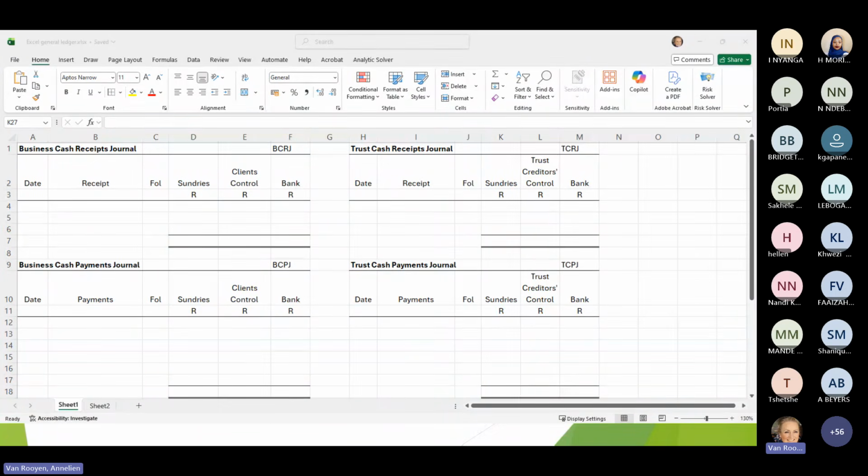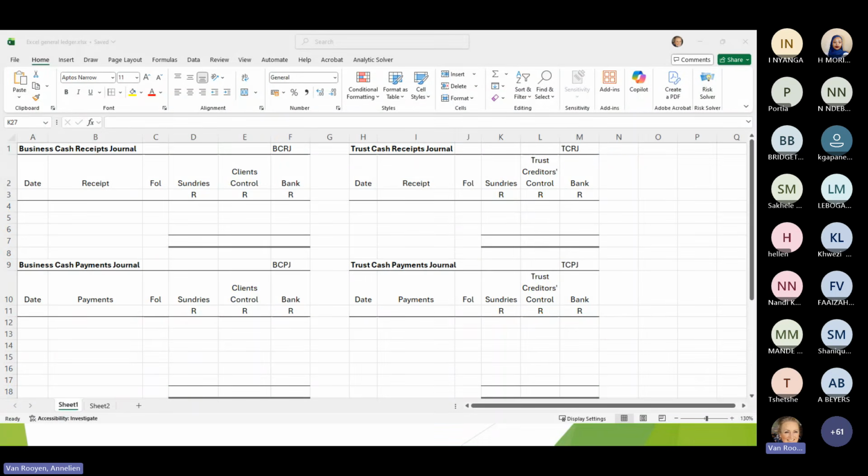Okay, so required. Prepare the following in the books of Africa attorneys for February 2020. Books of first entry, that is required, the 4 that I just listed to you previously, plus the general ledger. Thank you. There it is on the slide. Thanks, Janine. The general ledger, the client's ledger, and the trust creditors ledger. Okay, so that is what's required in this question.